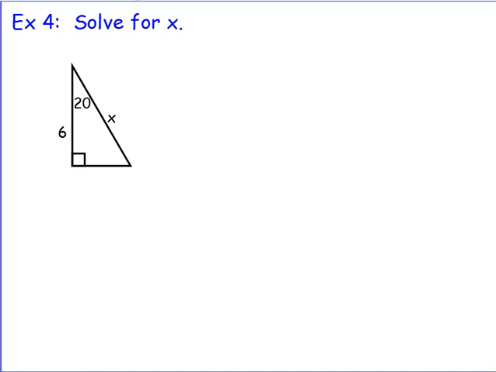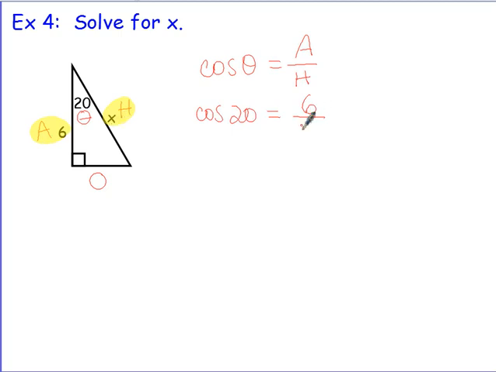Okay, so let's see how you did on this example. So theta is 20. Across from the right angle is the hypotenuse. Across from theta is the opposite. That's the adjacent. So you have h and a, which is cosine of theta, equals adjacent over hypotenuse. So cosine 20 degrees is 6 divided by x.